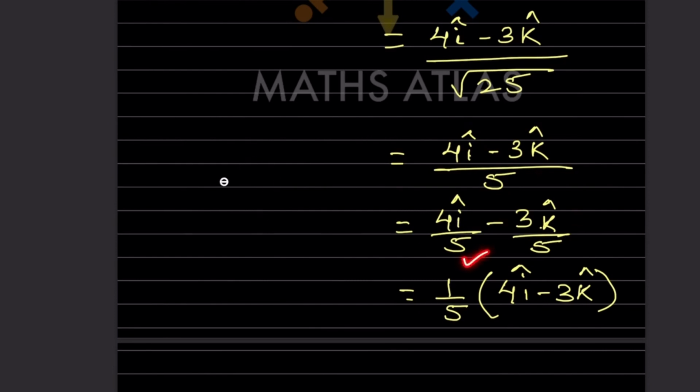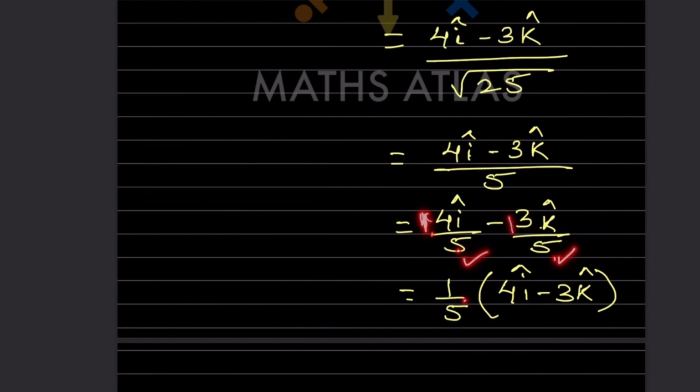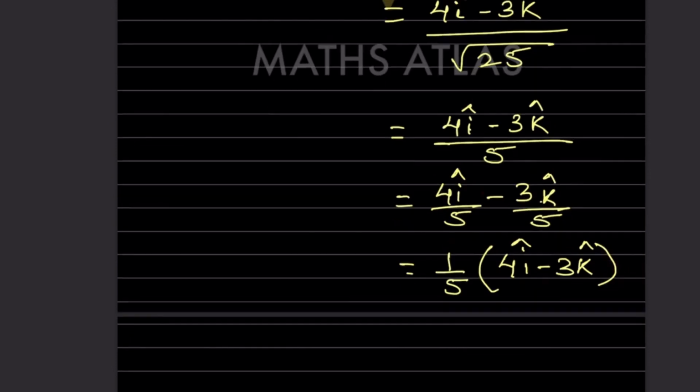So now you can see the denominator is the same, so we can take 1 by 5 common. For both of them the denominator is the same, and what remains here is 4i minus 3k. So this is the answer.